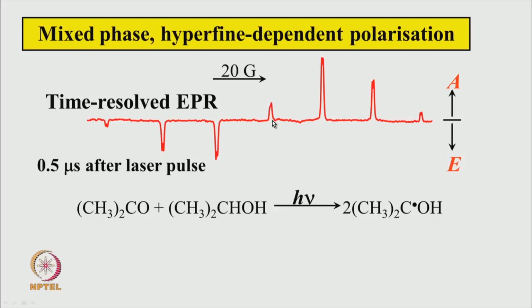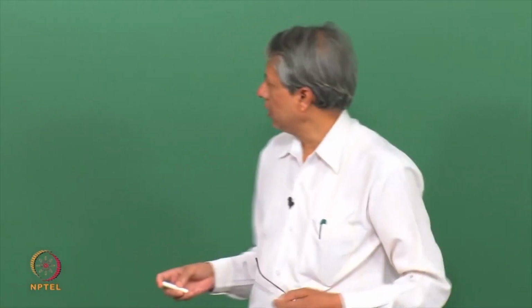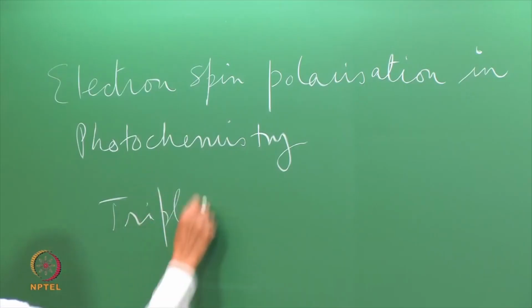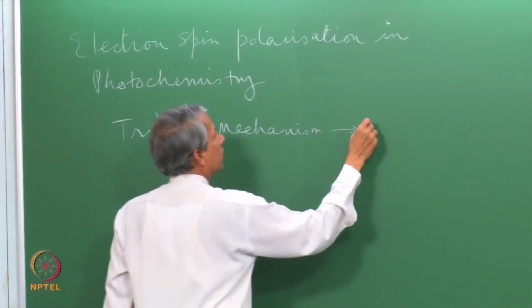and there is no relation whatsoever with respect to the thermal EPR signal, where the middle line is expected to be most intense and other lines will be of smaller and smaller intensity. Here this sort of signal comes when these conditions are satisfied. One is that the reaction can take place in either singlet or triplet state. You see, the triplet mechanism that we discussed earlier necessarily requires a triplet state.